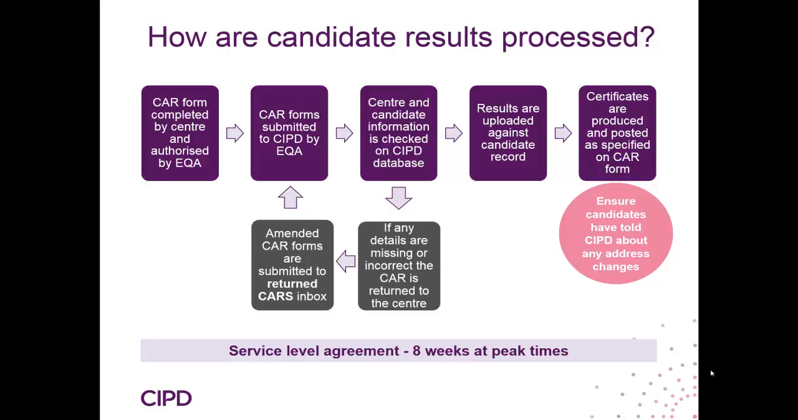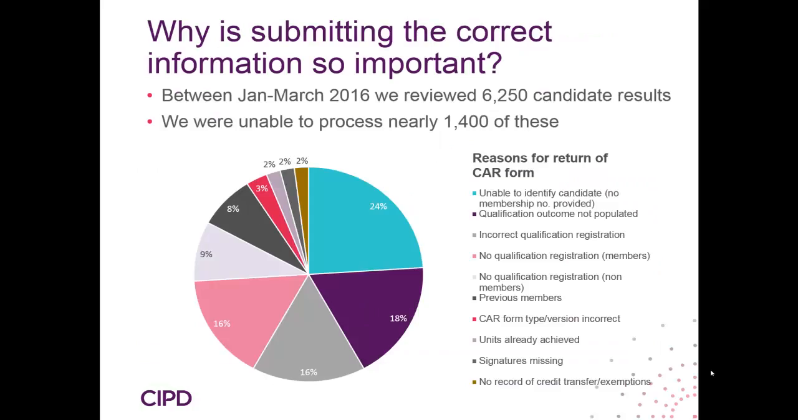Once we've verified that the information is correct, results are uploaded against the candidate record on the CIPD database. Certificates are then produced and sent either directly to the candidate or to the centre, depending on the information specified on the form. Where certificates are being sent directly to your candidates, it's essential that we have been informed of any recent address changes. Please make sure that you remind your candidates of this at the end of their programme. During peak times, such as the end of the traditional academic year, our turnaround service level agreement is up to 8 weeks, as long as all of the information is accurately provided. At quieter times of year, we'll aim to reduce this SLA wherever possible.